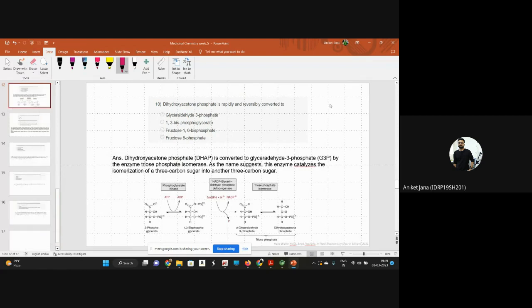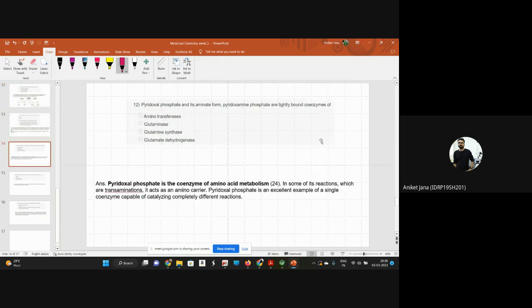Okay. So here, dihydroxyacetone phosphate is rapidly and reversibly converted to which one? Dihydroxyacetone phosphate, DHAP, is converted to G3P, glyceraldehyde 3-phosphate, by the enzyme triose phosphate isomerase. As the name suggests, this enzyme catalyzes the isomerization of a 3-carbon sugar into another 3-carbon sugar.